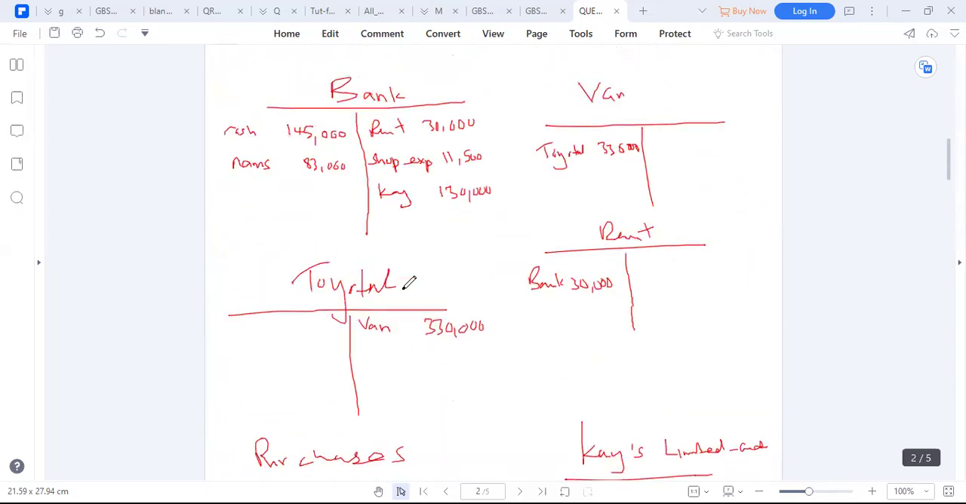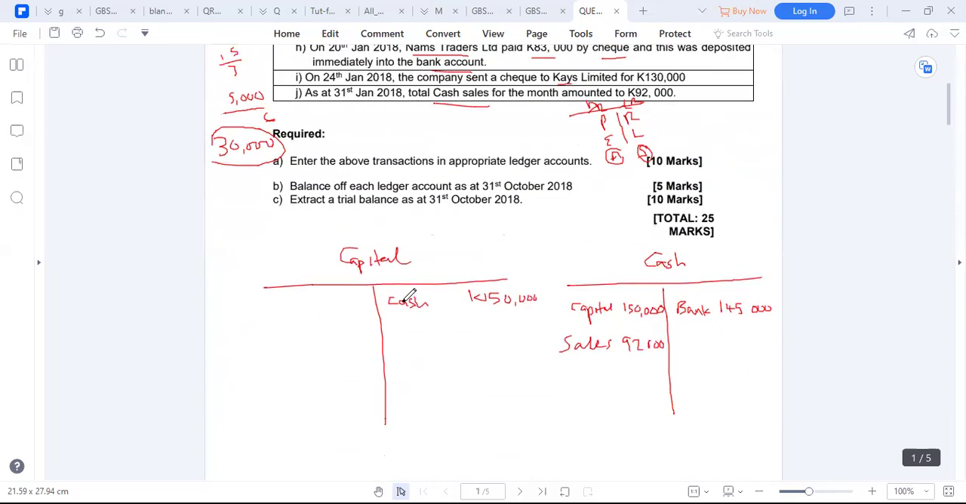So now we need to close these books up before we post them to the ledger. The first one is create all necessary accounts, 10 marks. Balance of each, 5 marks. And post the trial balance, 10 marks. Interesting question, right?